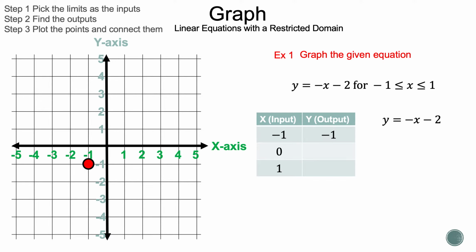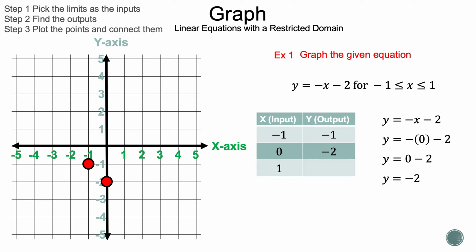Let's take a look at the next input value, and that is 0. Let's go ahead and substitute that into the equation. So we have negative times the parentheses of 0 minus 2, and negative times the parentheses of 0 is 0. So now we have 0 minus 2, and 0 minus 2 is negative 2. Put that value into the table, and now we have the point 0, negative 2. We plot that point. As you can see, the point is filled in, and the reason for that is because the input value of 0 is in between your 2 points of negative 1 and 1. Any input value that is in between the two restricted values is going to be a part of the graph.